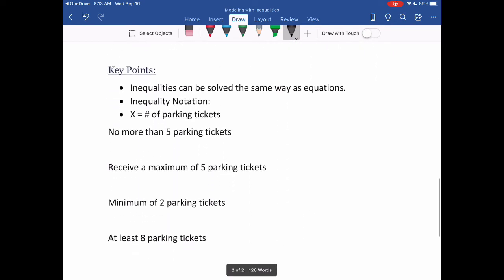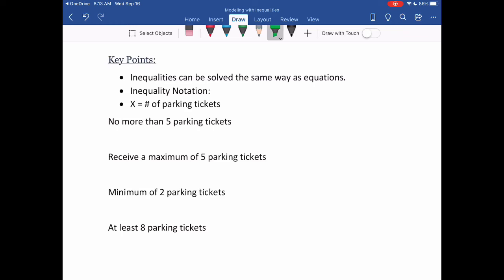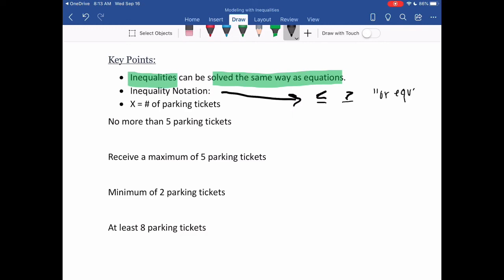Let's review what we've learned today. Inequalities can be solved the same way as equations. Inequality notation will look like this. If you see the line underneath, that means or equal to. And if you see it without the line, that means it's not equal to. Let's take a look at a couple of phrases.